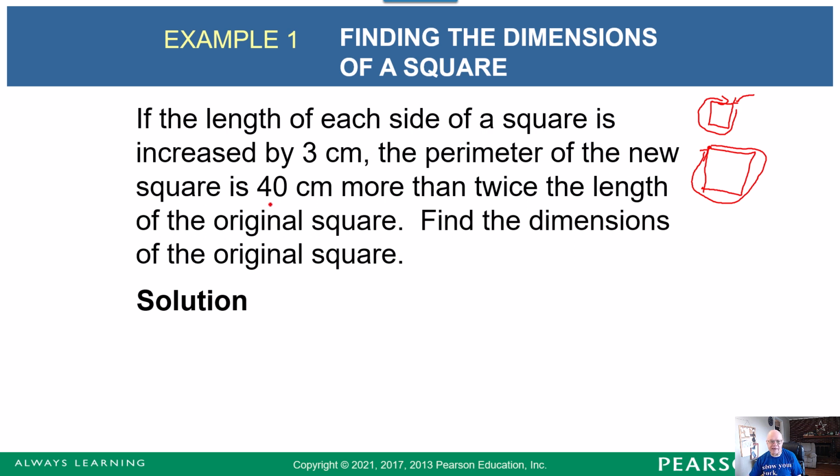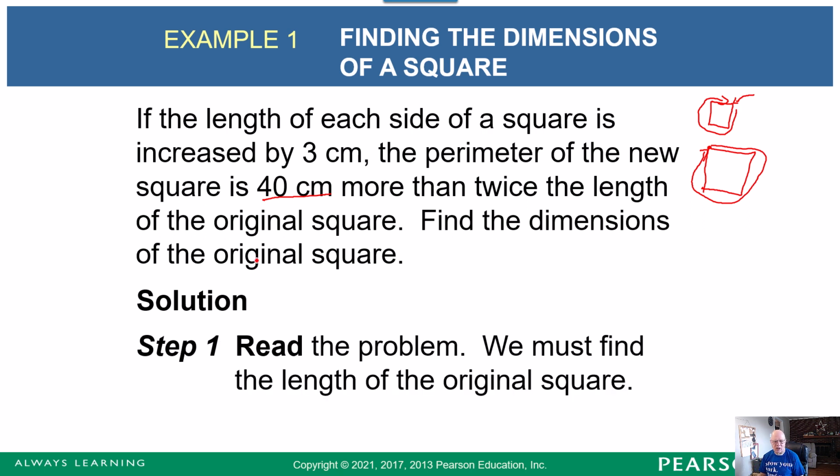And this says if you go around the new square, it takes you 40 centimeters more to get the whole way around. And then find the dimensions of the original square. So your answer would sound something like the original square measures blank centimeters by blank centimeters. Okay, ready to go? Let's give it a shot.